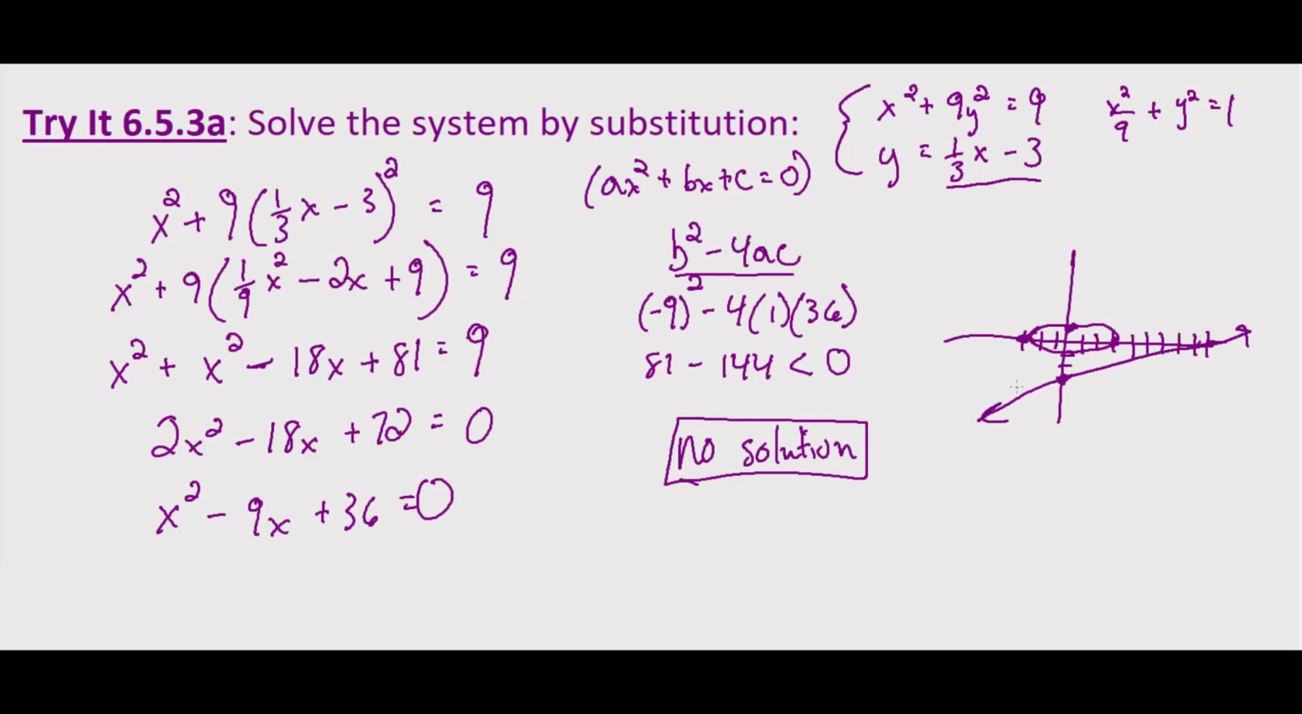Solving algebraically, we substituted y equals 1/3 x minus 3 into the first equation for y, and then simplified to get this quadratic. We found that the discriminant is less than 0, which means there is no solution.